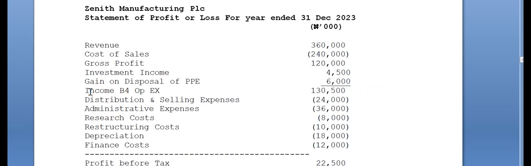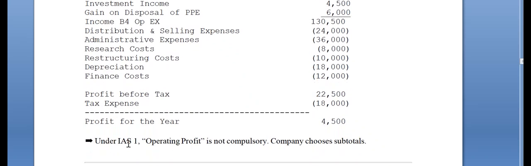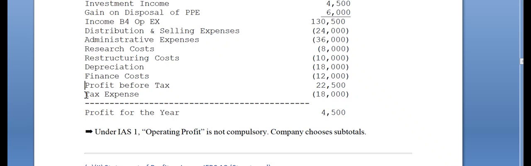That's the 130,500. Then you have your distribution and selling expense 24,000, administrative expense 36,000, research cost, restructuring cost, depreciation, finance cost, and then when you less all of these, you're now going to have what we call profit before tax. Please help me check the calculation if I'm also correct. Profit before tax of 22,000.